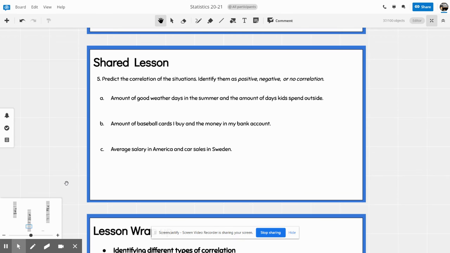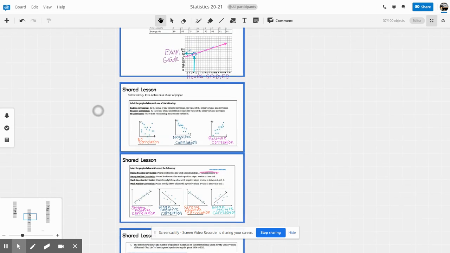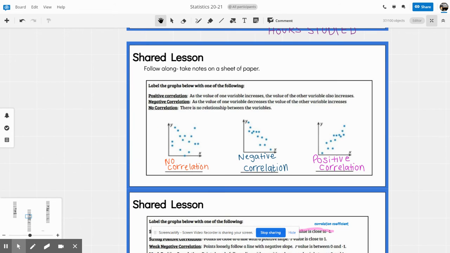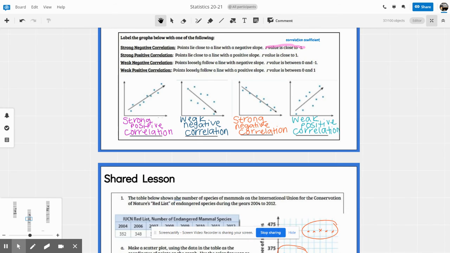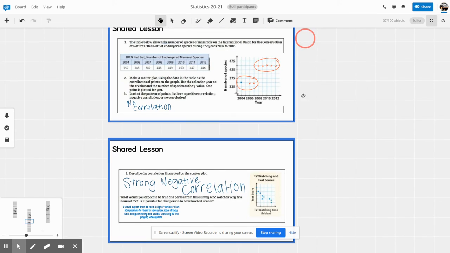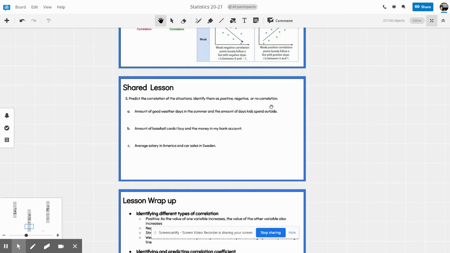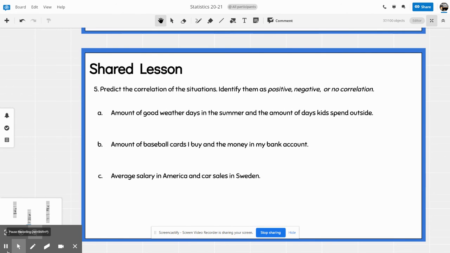If there are more good weather days, are kids going to be outside more? Probably, right? So that's going to be a positive correlation. So I'm going to really quickly go back to our definition from the start, right? If one variable is increasing, the other variable is also increasing. So when we go back to where we were, as we have more good weather days, we have more days outside. Good weather increases, days spent outside also increases. So that's a positive correlation.